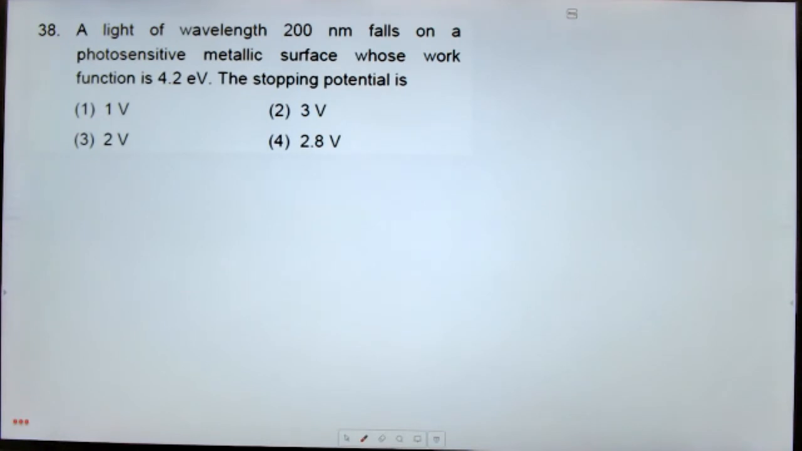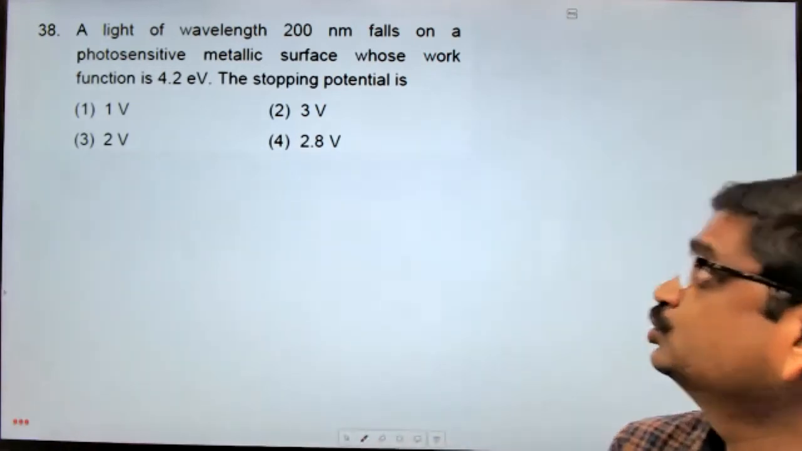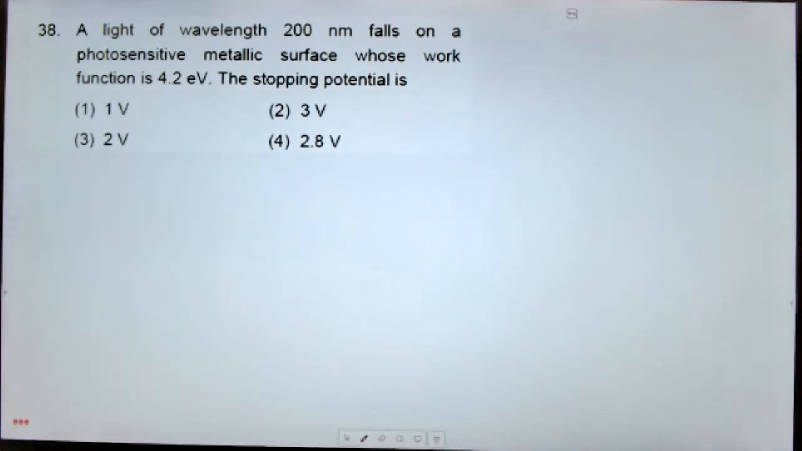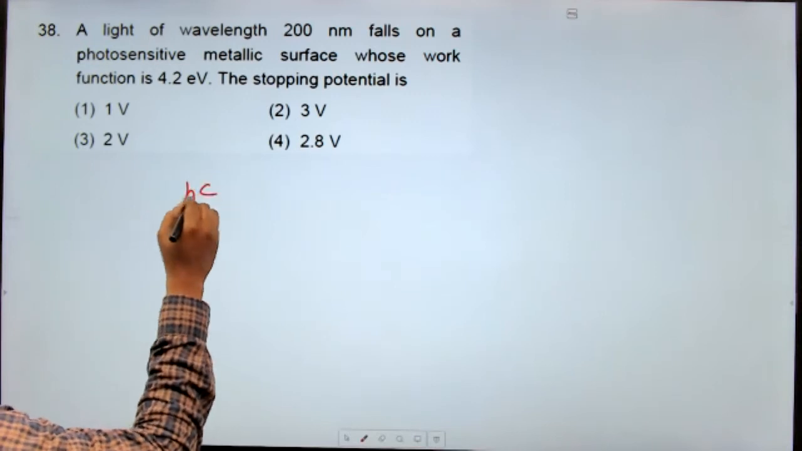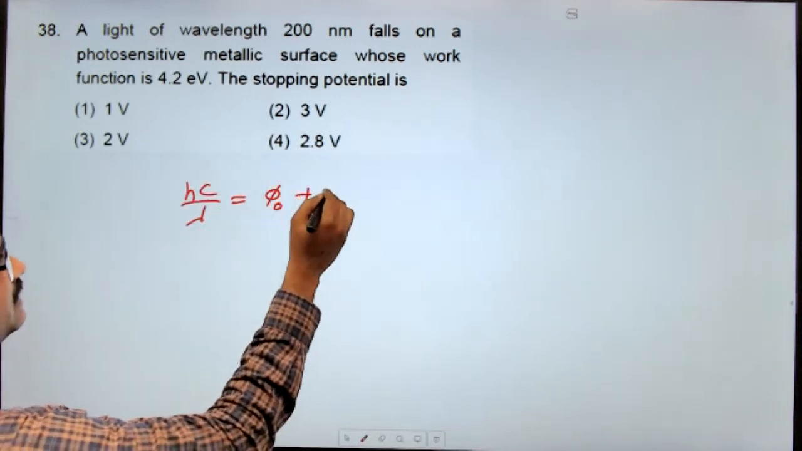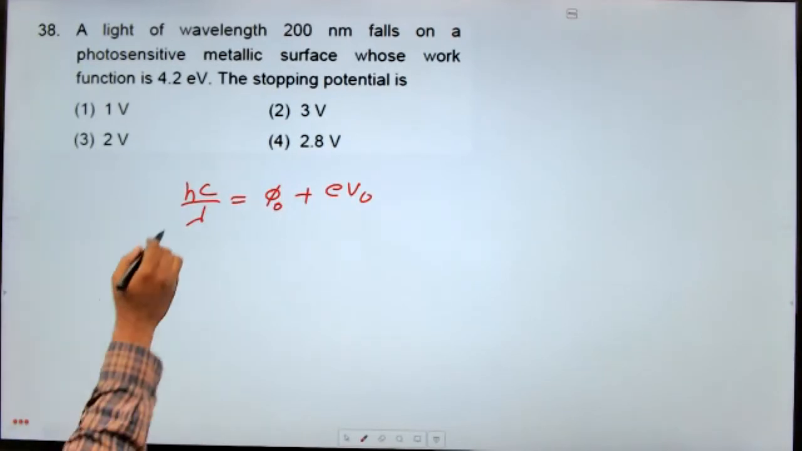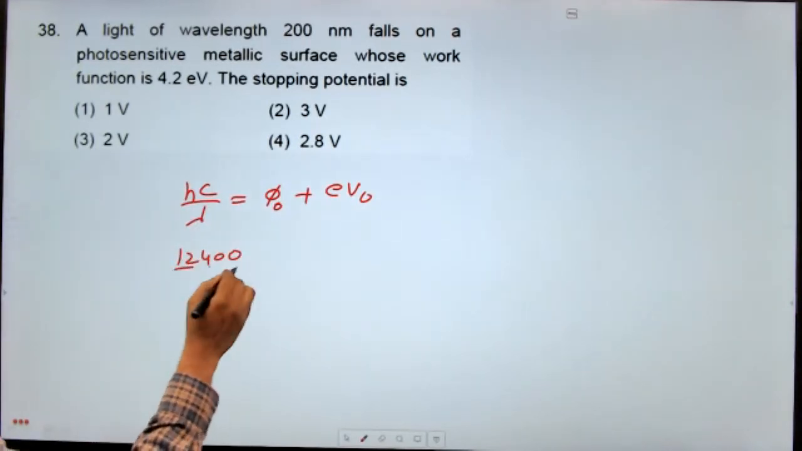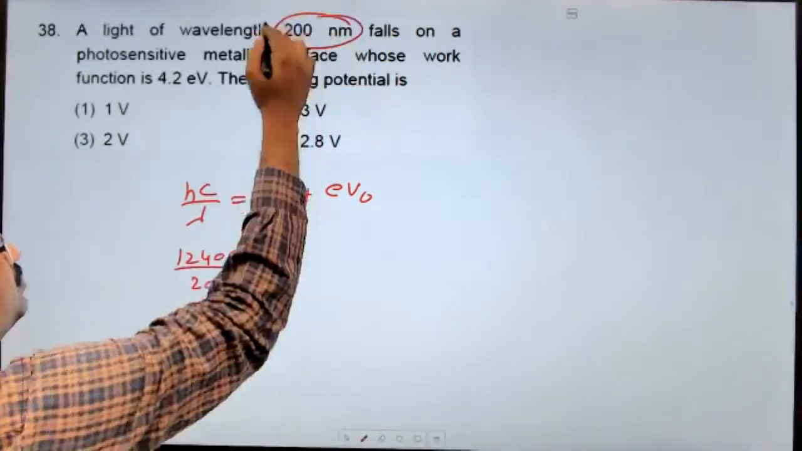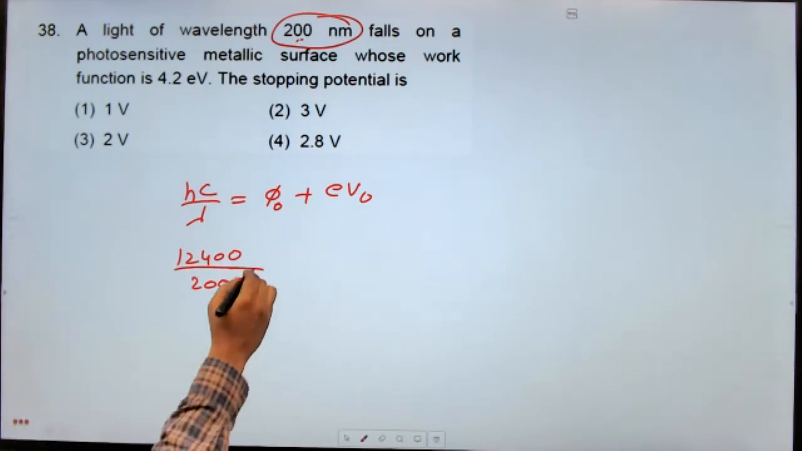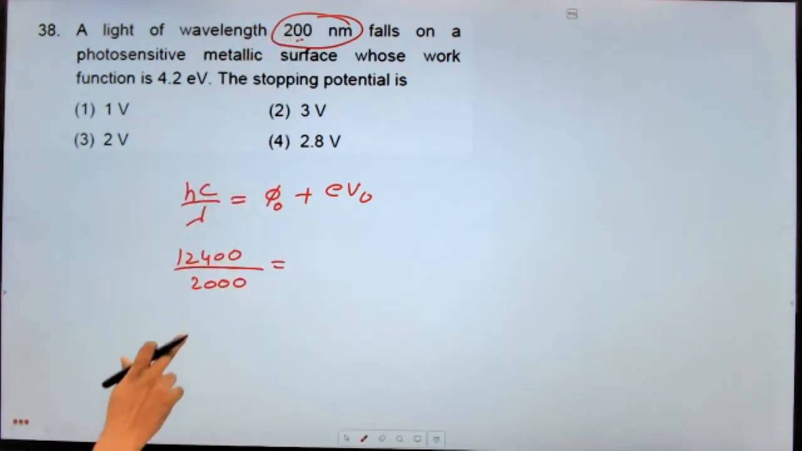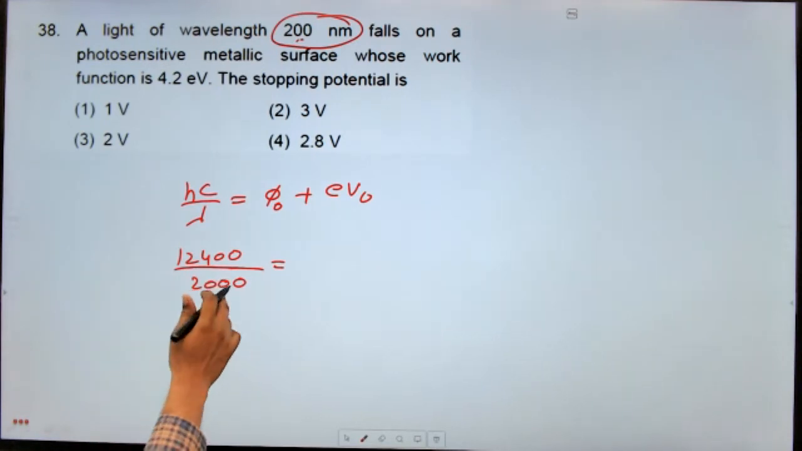Next, 38. Light of wavelength 200 nanometer falls on a photosensitive metallic surface whose work function is 4.2 electron volts. Then the stopping potential is? So direct substitution only. hc by lambda equals work function plus eV0. Substitute the values: hc value 12400 by 200 nanometer. Since nanometer, we need to substitute in angstroms. So I am replacing 200 with 2000, because it should be in angstroms. Remember that. Don't substitute 200 directly. You have to substitute with an extra 10, that is 2000.